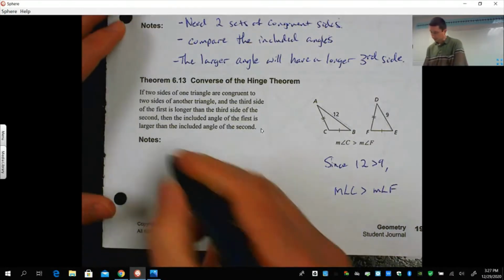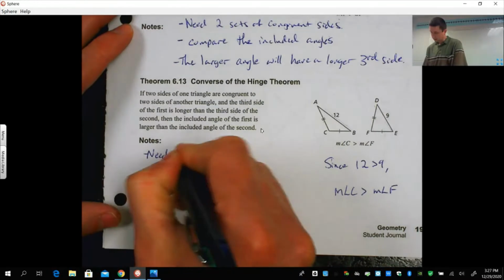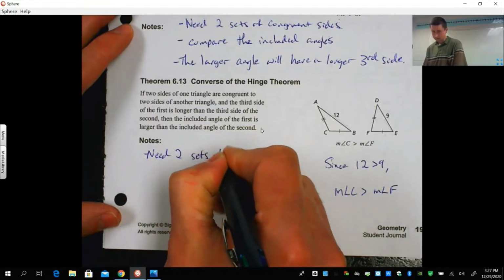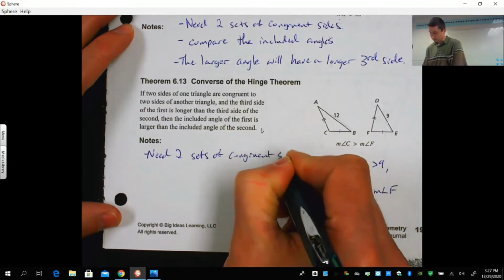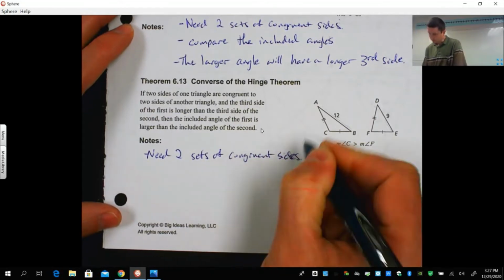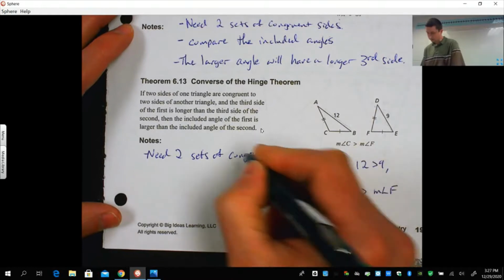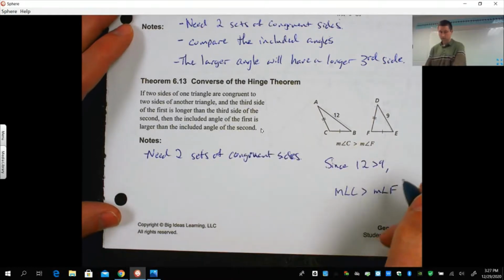So this one starts off the same again. We need two sets of congruent sides. You could even put the word corresponding in there. Congruent corresponding sides. Two sets of congruent sides.